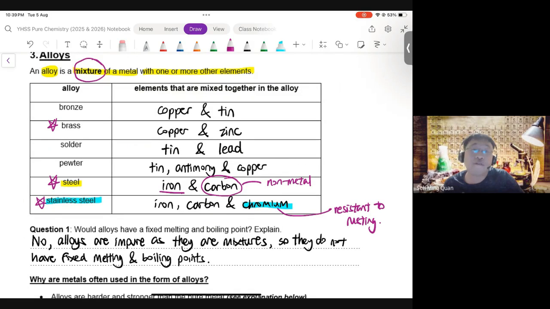Do alloys have a fixed melting and boiling point? Explain. So as you can see, alloys are mixtures. Mixtures are by definition impure, not pure. Mixtures are impure, and therefore they do not have fixed melting and boiling points. This means that alloys, they will melt and boil over a range of temperatures.